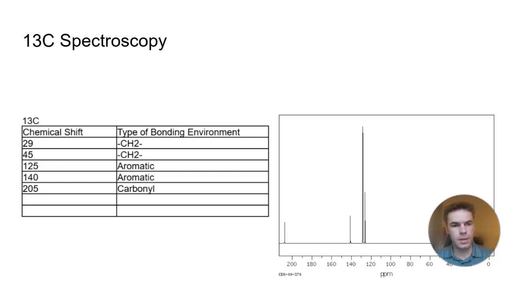And for all of these shifts, I decided the type of bonding environment based on resources through online materials, through UNE, or just referencing online materials more generally. So far, the biggest functional groups that I've identified are the existence of an aromatic ring, and then also a carbonyl. So a carbon atom double bonded to an oxygen atom.